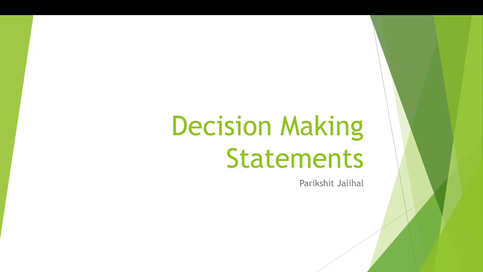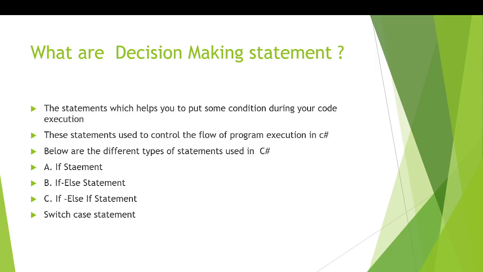I am Parikshit. In this session of video, we are going to discuss decision-making statements in C#. What are decision-making statements? The statements which help you put some condition during your code execution. It means it will explain how to create logical decision-making statements in the code, which will help you make a decision based on certain conditions. On the basis of those conditions, you can go to the next steps in your code execution.